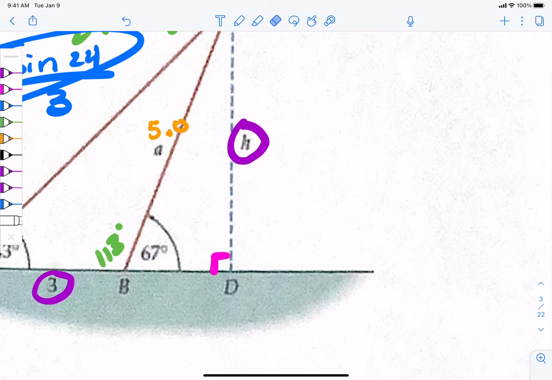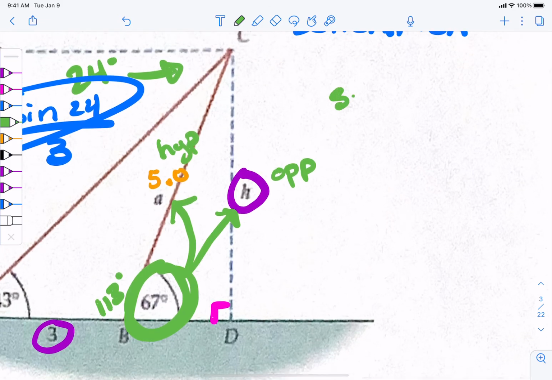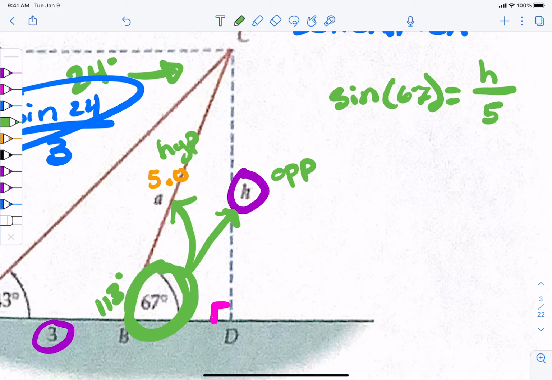So we want to use 67 is the angle that we want. 67 degrees. H and A, opposite and hypotenuse. Sine. Okay, opposite hypotenuse. So sine of 67 equals opposite over hypotenuse. H over 5. Then we just multiply 5 to the other side. 5 times sine of 67. 4.6 is the height. Yep.